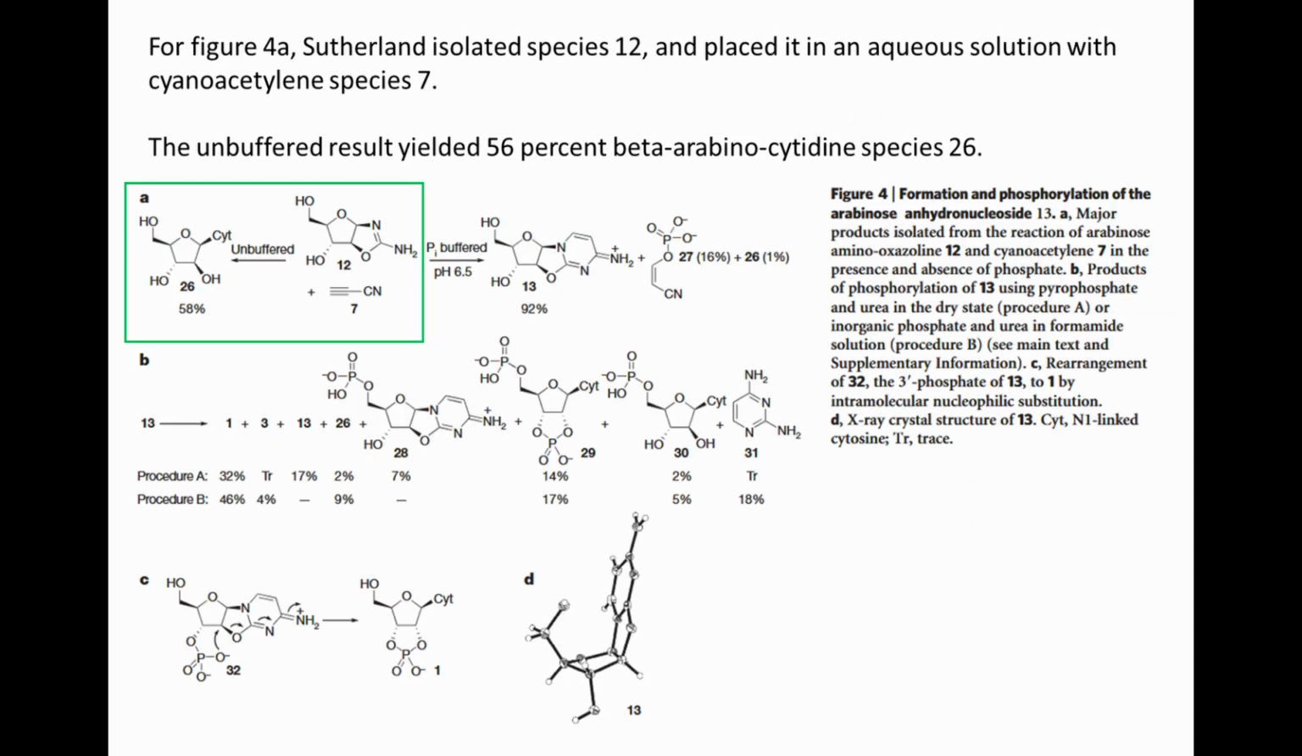Moving on to Figure 4. In Figure 4 of the 2009 Powner-Sutherland paper, we see the result of isolating species 12 from the other products. For Figure 4a, Sutherland isolated species 12 and placed it in an aqueous solution with cyanoacetylene species 7. The unbuffered result yielded 56% beta-arabinocytidine species 26.